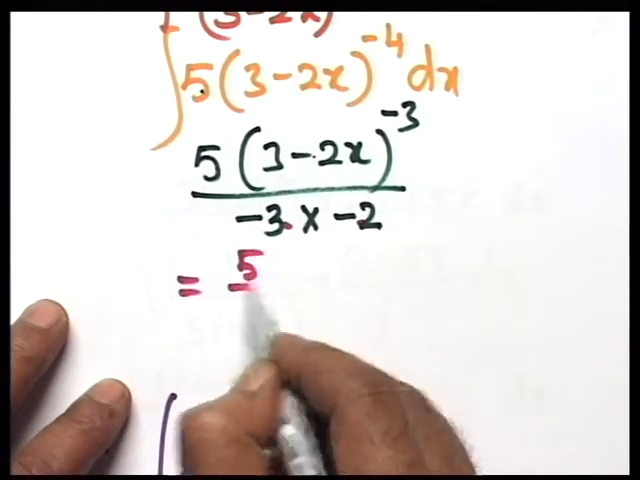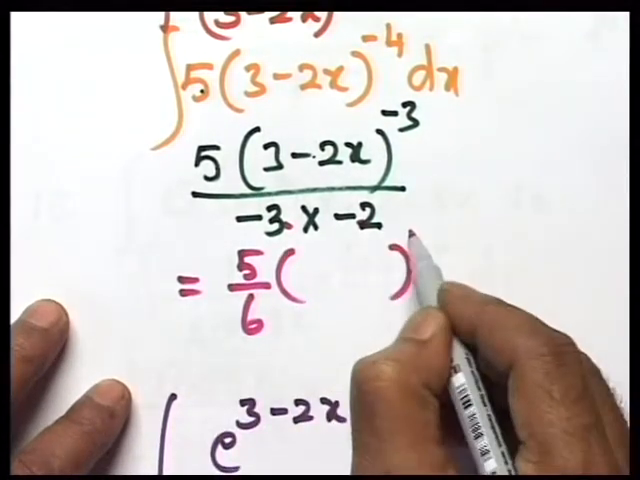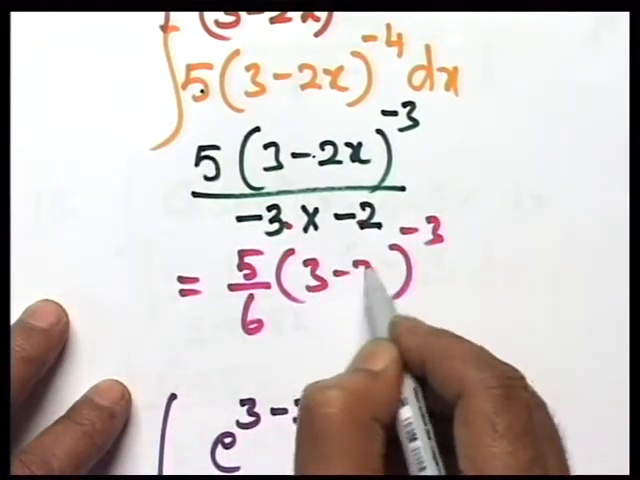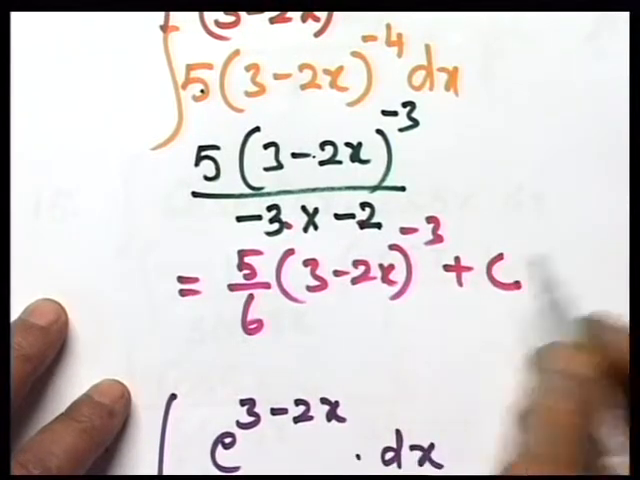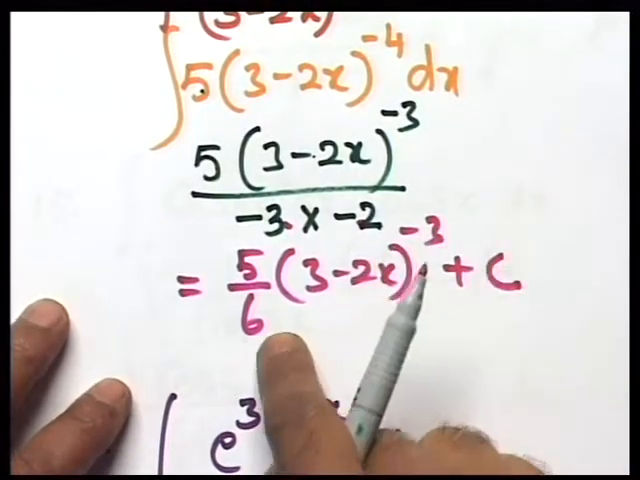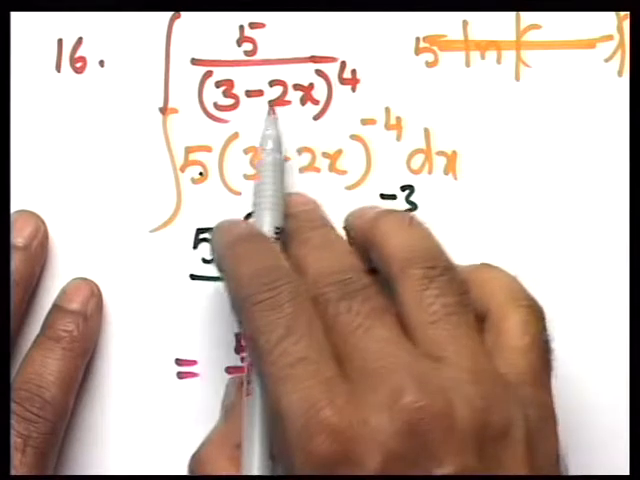5 over 6, bracket to the minus 3 there. It's 3 minus 2x and plus c. You want to remove the minus, bring it back to the denominator as they did here, you can.